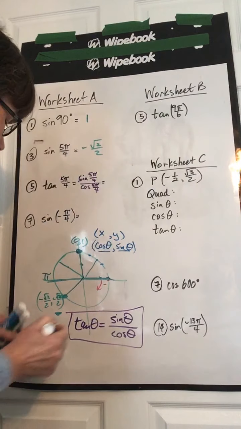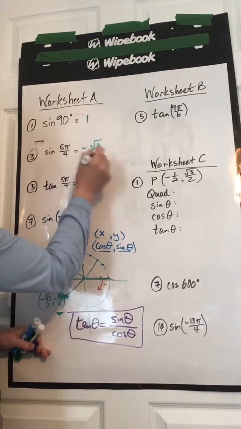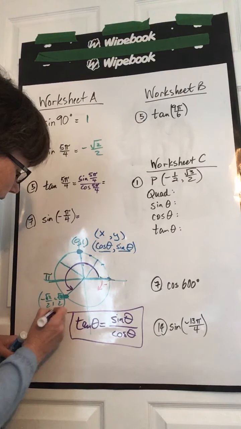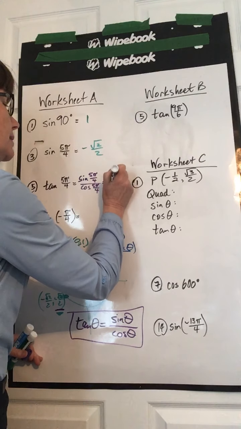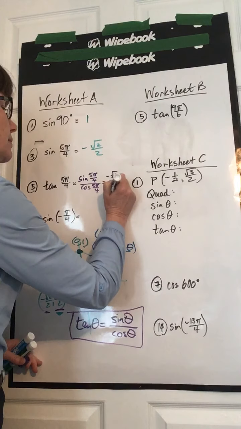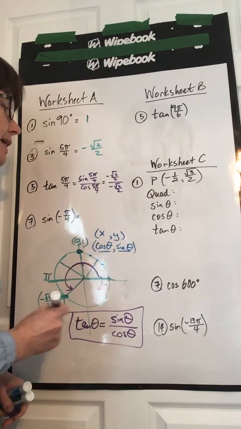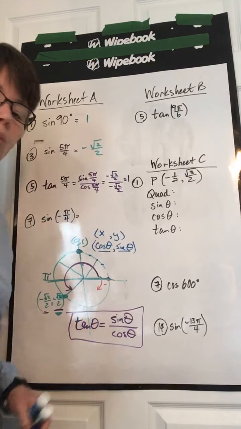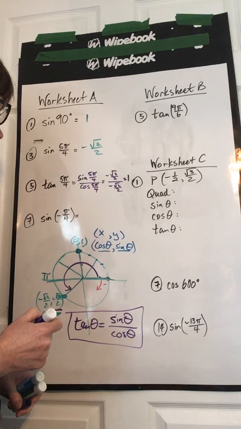Now we can look on our unit circle. It's the same place we just did for number 3. So it's over here. Sine is the y coordinate, so negative root 2 over 2. Cosine is the x coordinate, so negative root 2 over 2. And one number divided by itself is just equal to 1. So the answer there is 1.